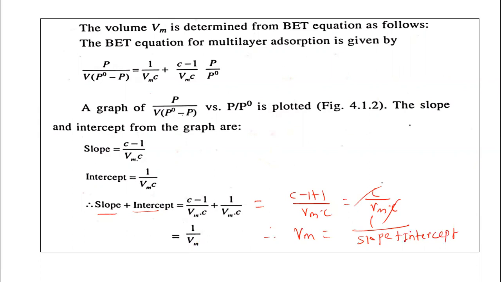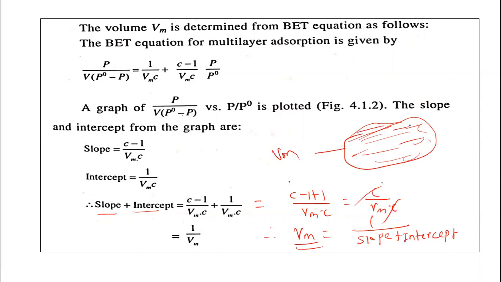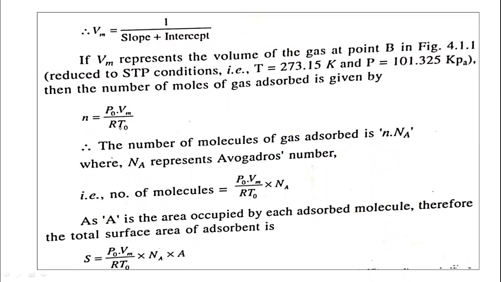So once we determine this Vm, the volume of the gas required to cover all the surface area of the adsorbent. Suppose that this is the surface area of the adsorbent. So the volume of the gas required to cover is Vm, and it can be determined by plotting the graph. Slope plus intercept is equal to 1 upon Vm. So we can determine Vm. Once we determine the Vm, let us see next now. Vm is equal to 1 upon slope plus intercept.